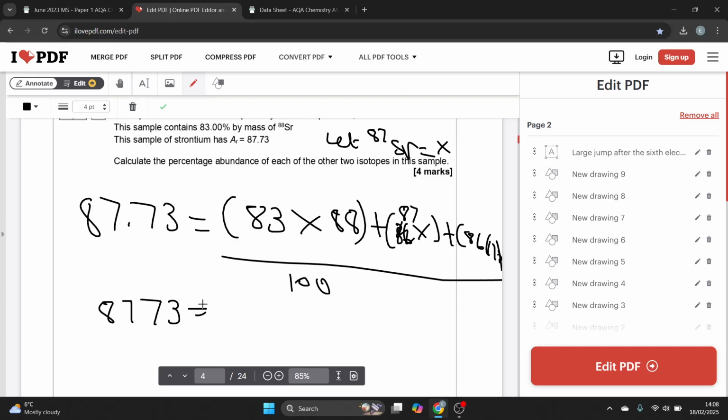8773 equals, and I need my calculator. The hardest part for these types of questions involving algebra is that it's really basic stuff, but because a lot of students, including myself, haven't practiced these types of questions, it becomes very, very difficult under exam time pressure.